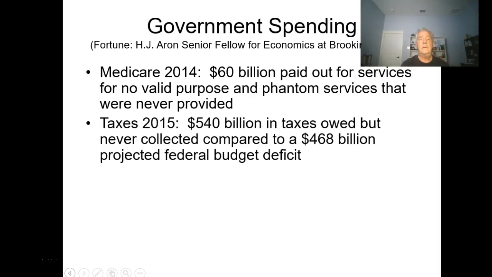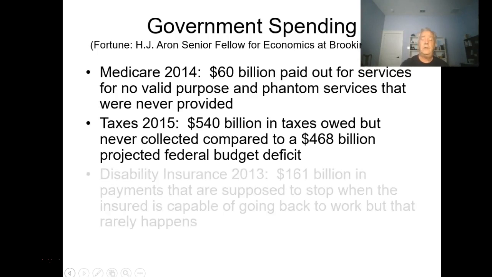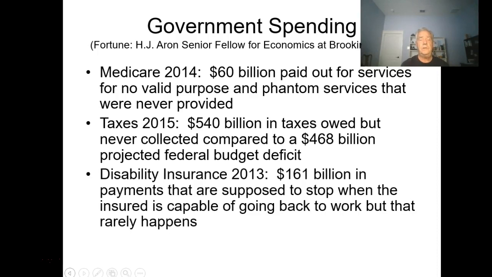Taxes. There are $540 billion in taxes owed but never collected. Now, if you compare that to last year's budget deficit of $468 billion, it would be more than enough to balance the budget. So just collect the money people owe. Disability insurance, this is a big one. $161 billion in payments that were supposed to stop when the insured person went back to work. But that rarely happens. What does happen is you get better, you go back to work, find another job, and you continue to collect your disability insurance payments. It's called double dipping.